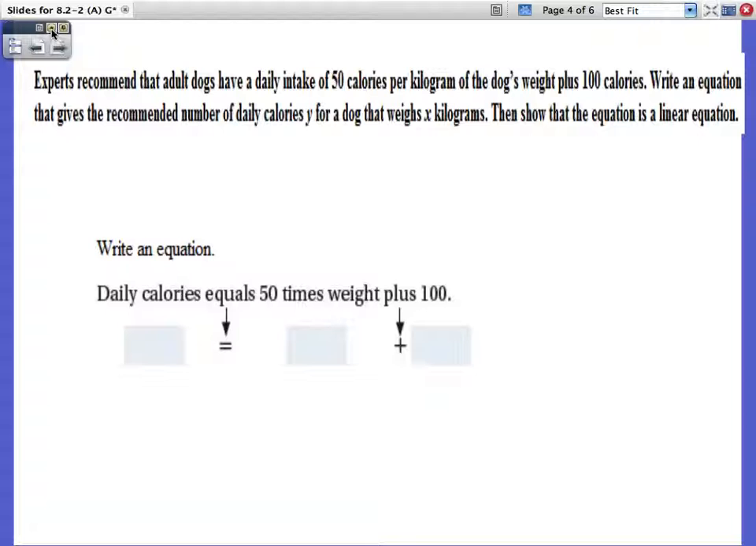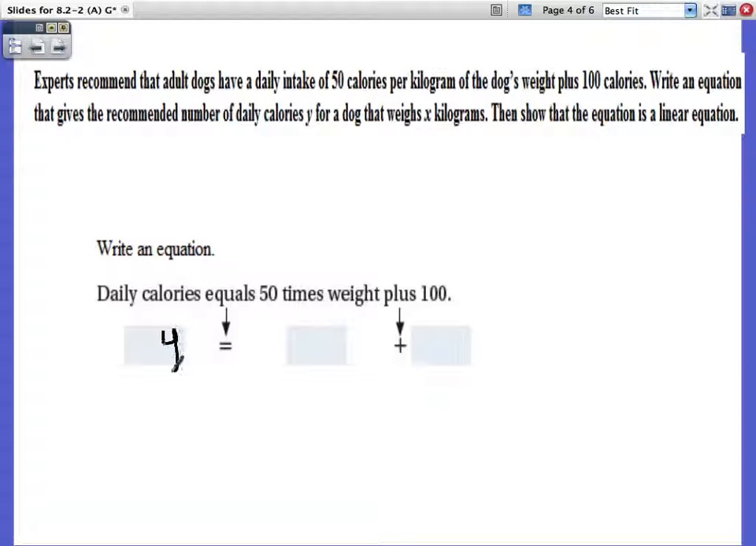This problem is kind of hard to read up here, I apologize for that. It says experts recommend that adult dogs have a daily intake of 50 calories per kilogram of the dog's weight, plus 100 calories. Write an equation that gives the recommended number of daily calories y for a dog that weighs x kilograms. Then show that the equation is a linear equation. This writing the equation part, I'm going to do for you today. You're not going to have to do that until the next video, in the next lesson. But for now, I'm just going to do it.